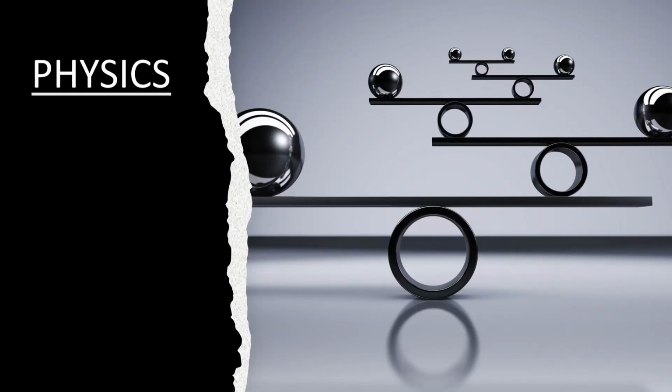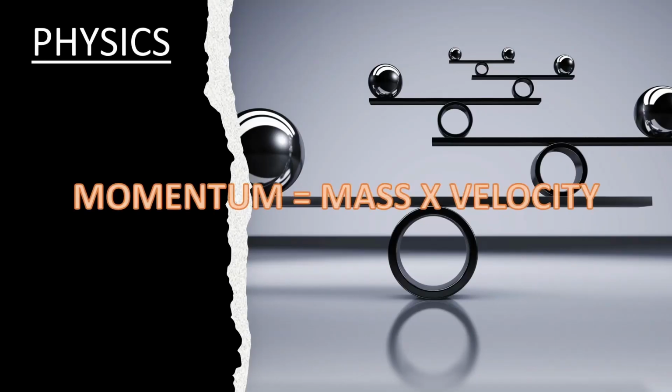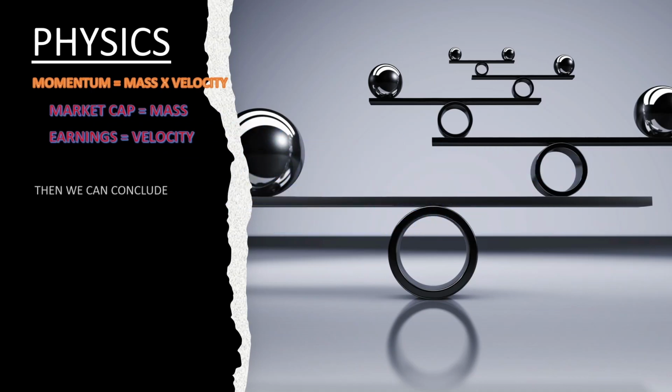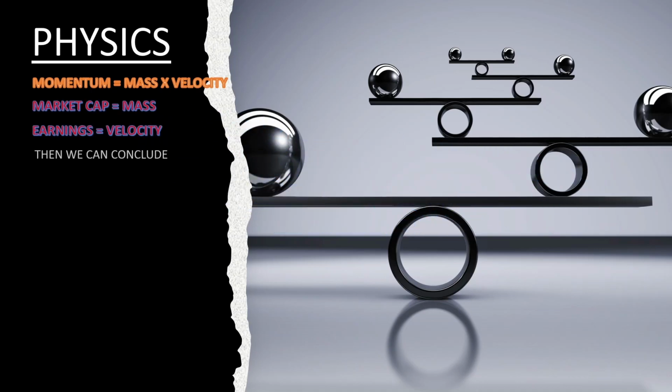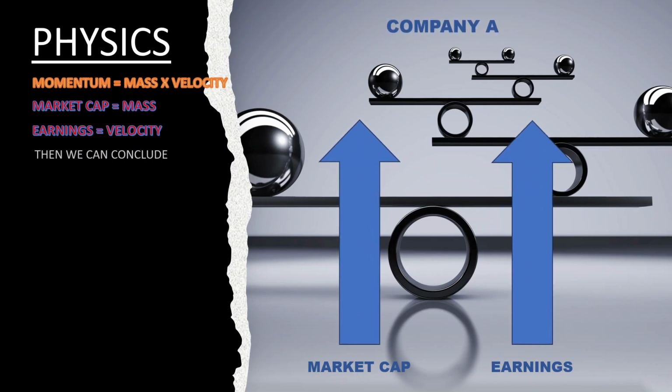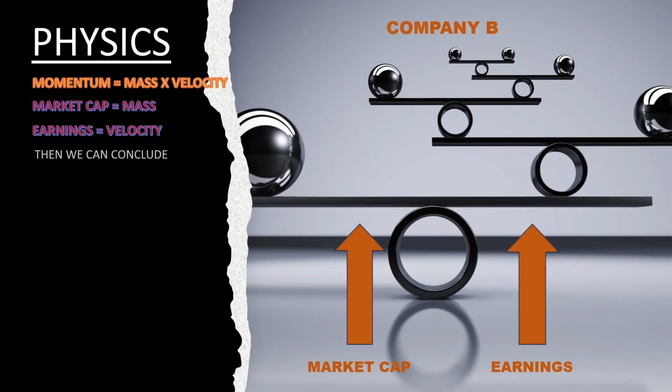Let's borrow an analogy from physics. We know that momentum is equal to mass times velocity. If we think of a company's market cap as its mass and its earnings as its velocity, then we can draw the following conclusion. Company A, whose market cap and earnings grow over time, is less susceptible to market volatility than Company B, whose earnings and market cap decrease over time.